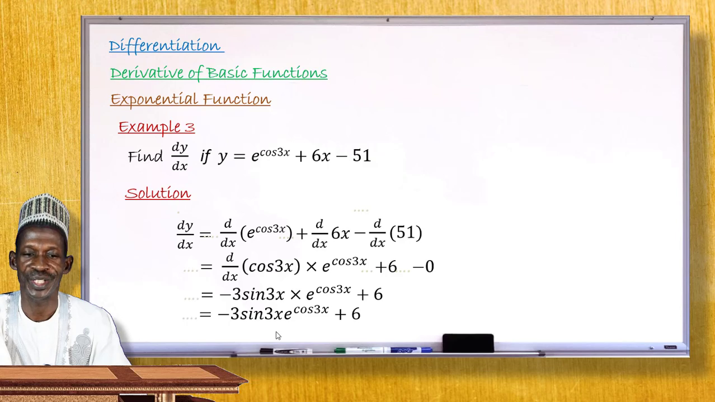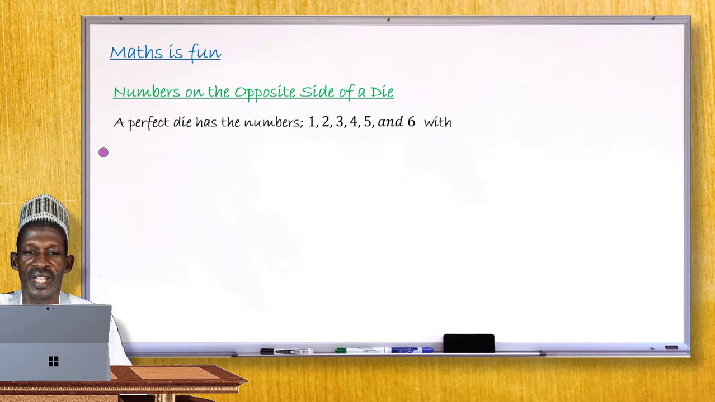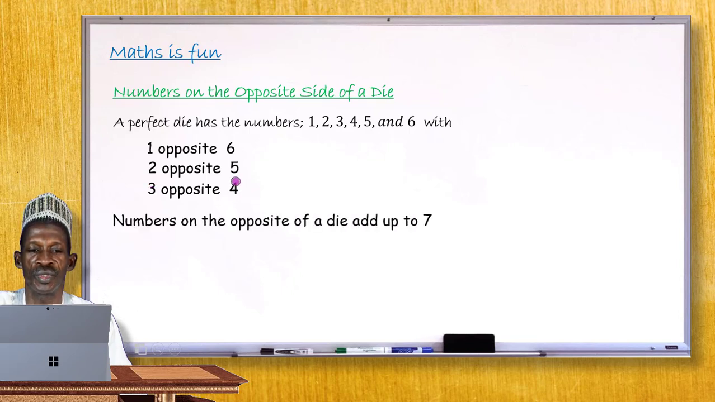Math is fun, and explain what happens to the numbers on your die. Something interesting happens with the numbers on the die, which I believe you never noticed. If the die is perfect, the numbers are 1, 2, 3, 4, 5, and 6. These are the 6 numbers, I mean the number of dots there. If you look at the face that contains 1, it will be exactly opposite the face with 6. And the face with 2 will be opposite the face with 5. Similarly, the face with 3 will be exactly opposite the face with 4.